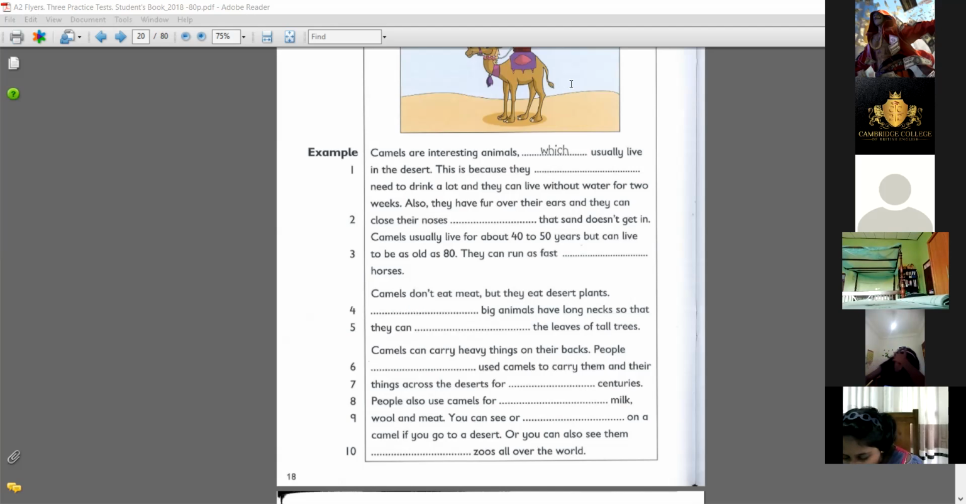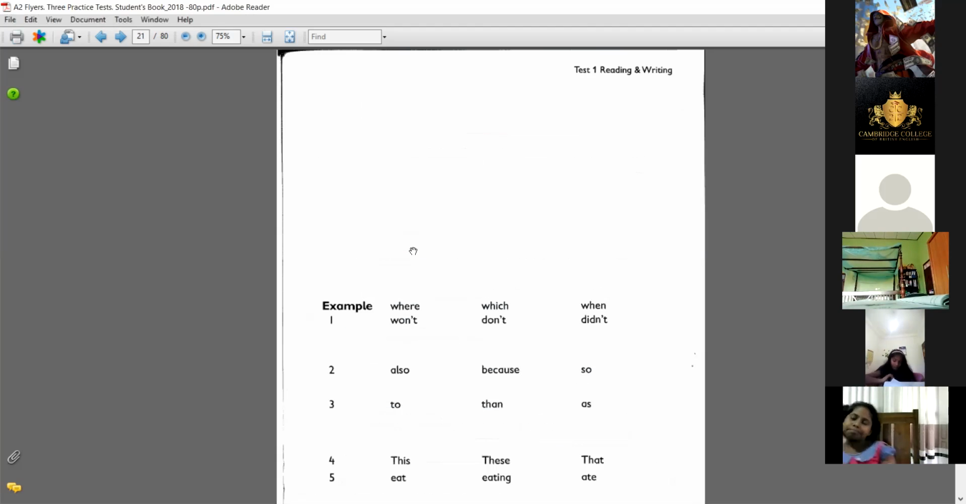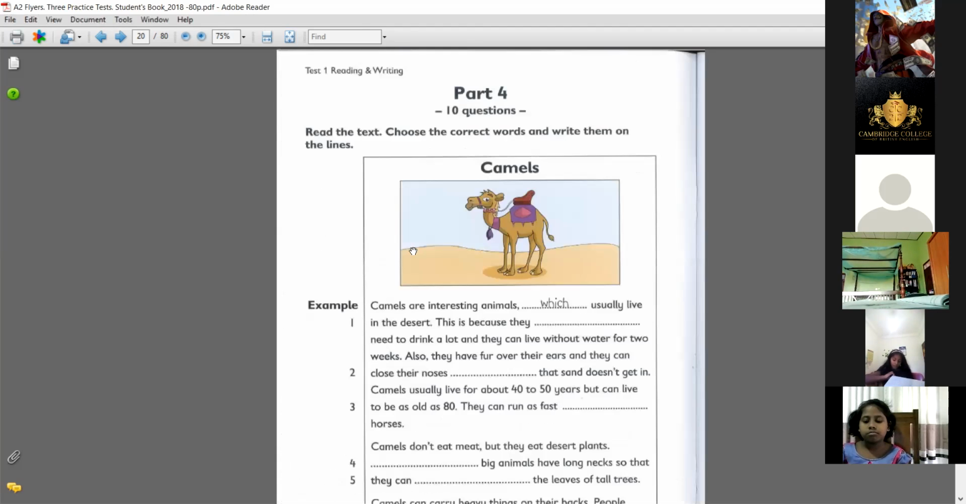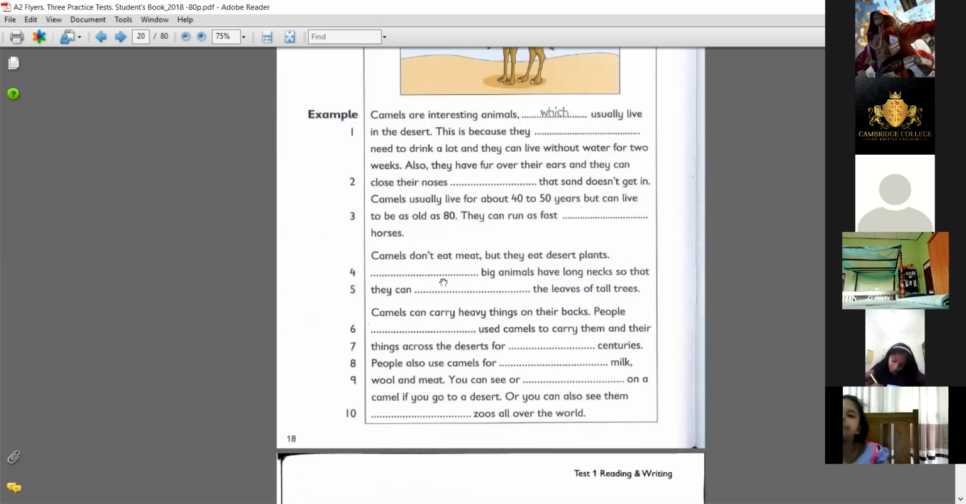Okay, next one. There are three words. Eat, eating, and ate. We use eat in the present, eating in present continuous, and ate in the past. They can blank the leaves of all trees. Which word do we use for eating? Eat, eating or ate. What is the word?